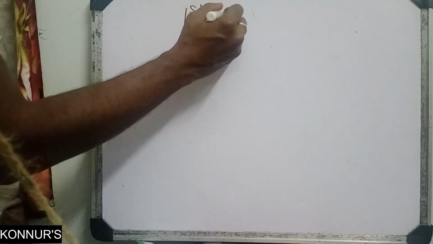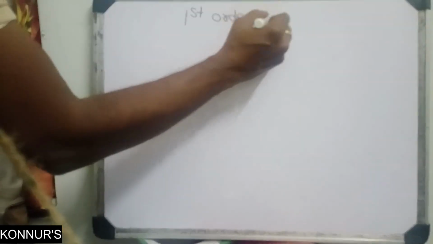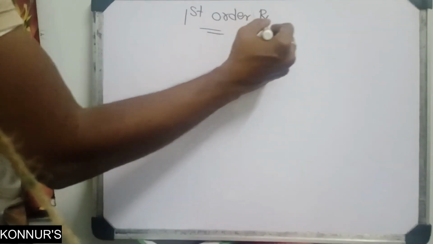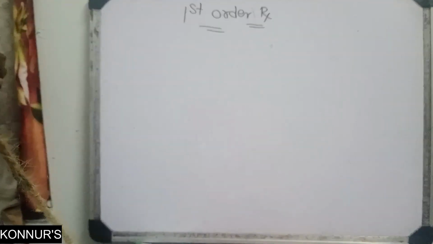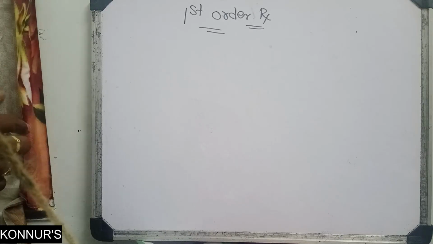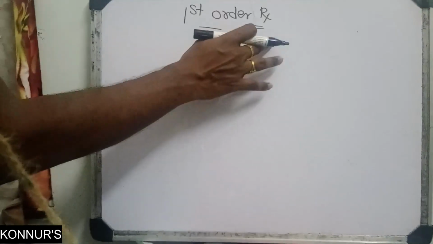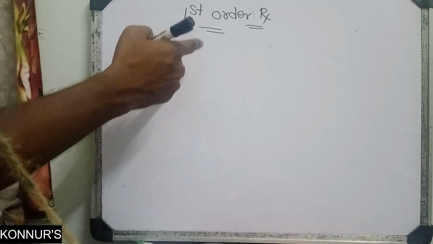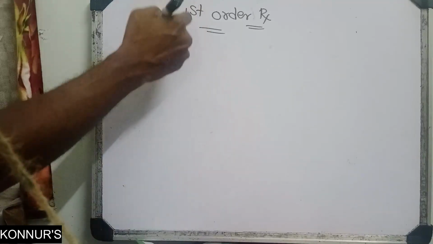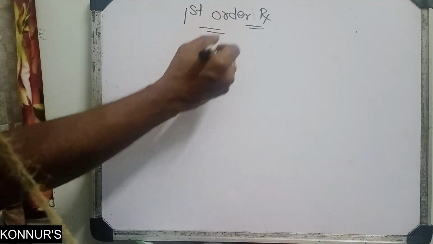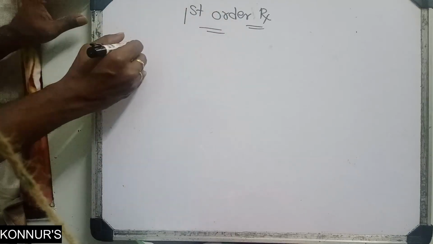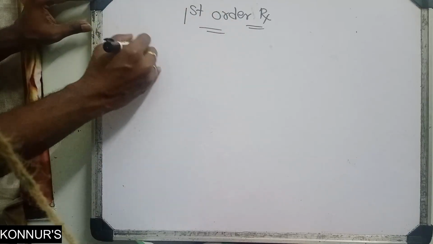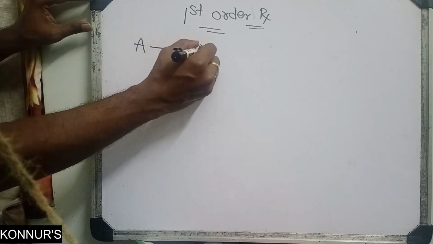Now we will discuss first order reaction. See, the chemical reaction in which the sum of the powers of reactants in the rate equation is equal to 1, then you call it a first order reaction. See, suppose starting A gives rise to products.